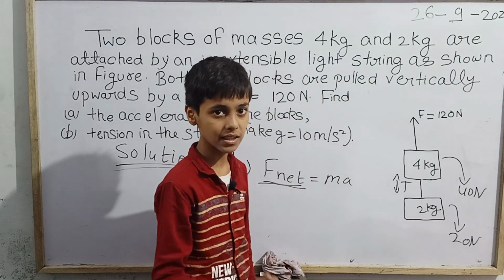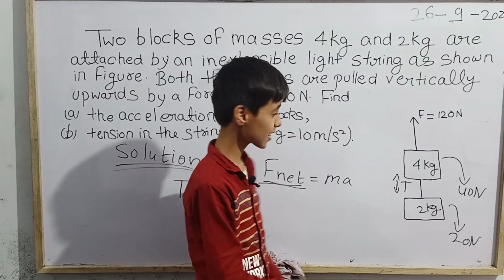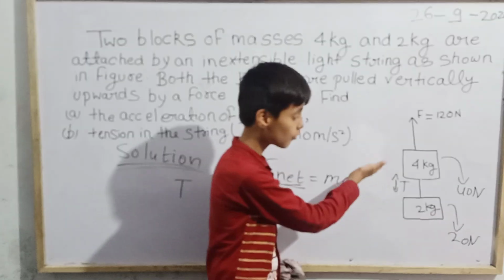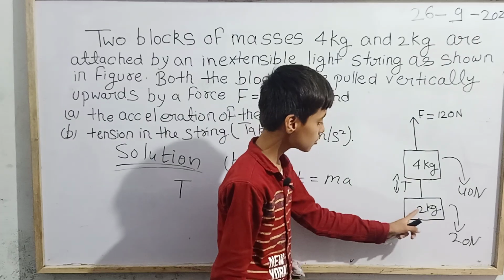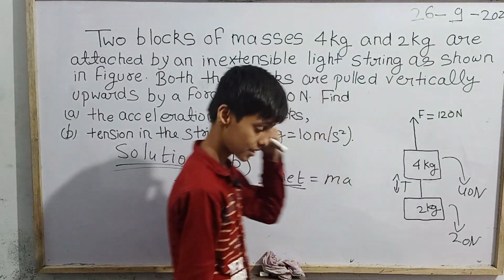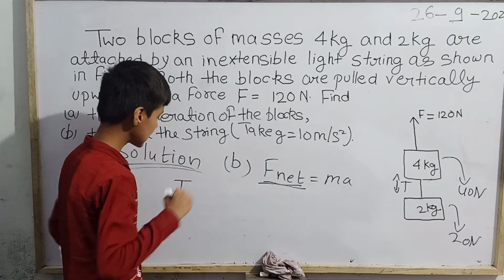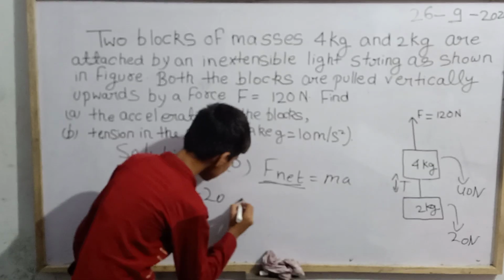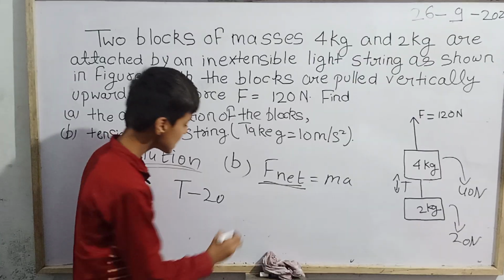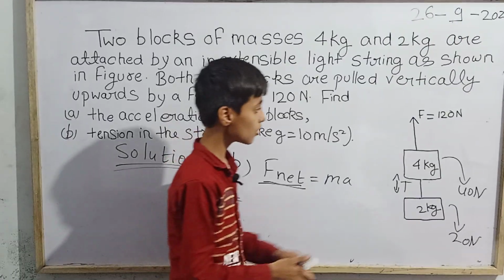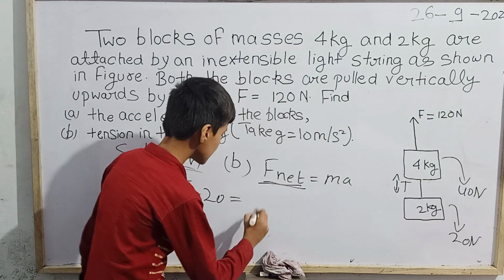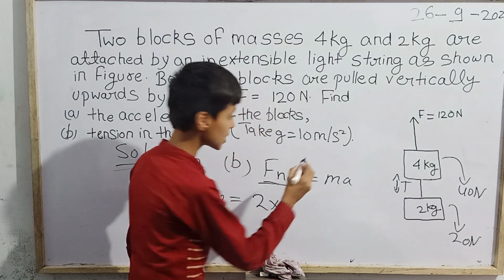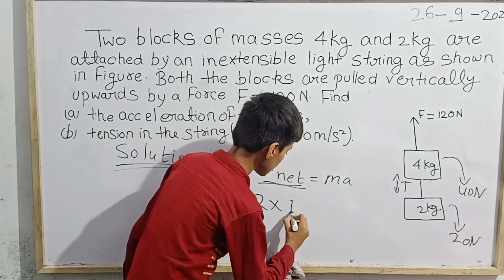That is upward, so we have to calculate the downward part. Here, for the 2 kg block, what is its weight? 20 newtons. So T minus 20, that is net force, is equal to mass times acceleration. The mass we take is 2 kg, into the acceleration we had found, 10 meters per second square.